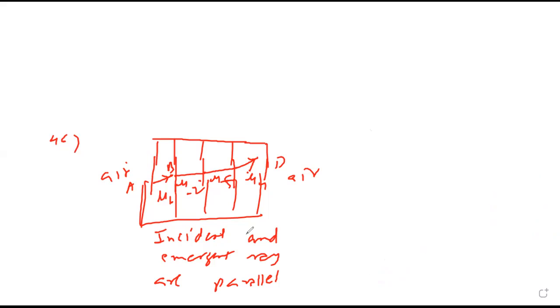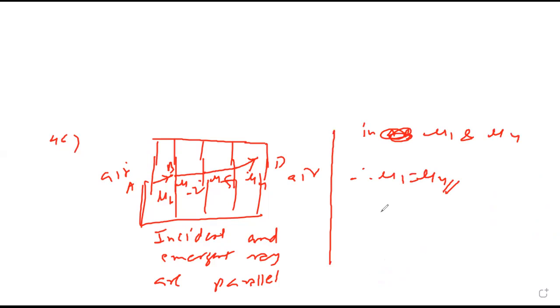So emergent ray and incident ray are parallel, where in AB, in mu1 and mu4 wala medium. Therefore, mu1 should be mu4. So just remember this as theory, so that whenever it comes, you will not write anything, directly you will mark. If they say in second and third they are parallel, then mu2 is same as mu3. Copy this much.